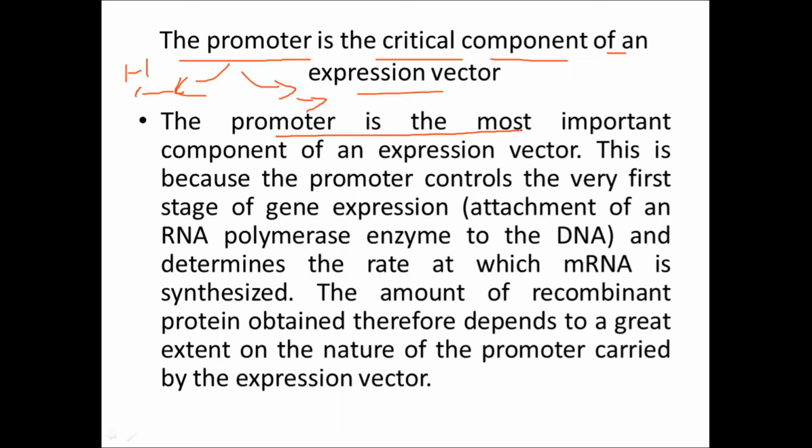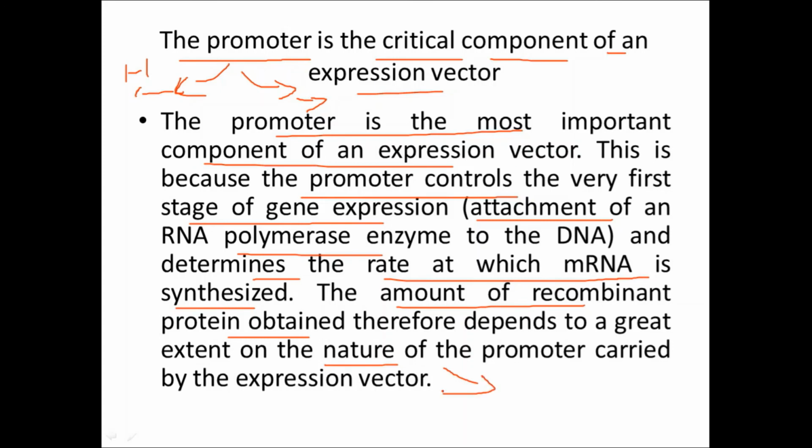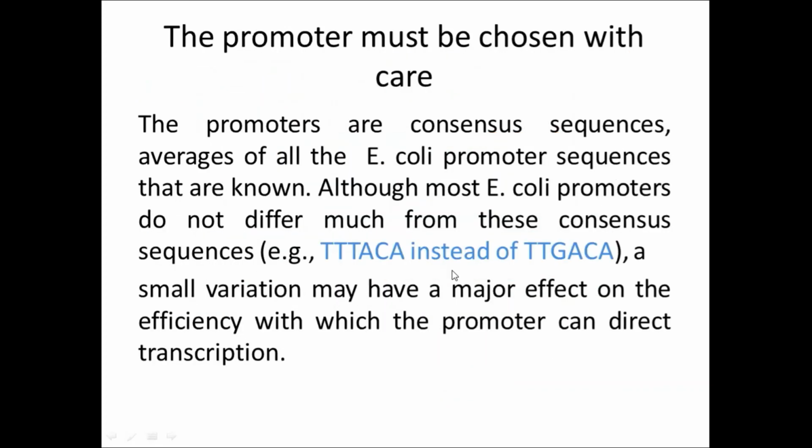It is also due to the attachment of the RNA polymerase enzyme to the DNA. By this, it determines the rate at which mRNA is synthesized, which is directly proportional to the amount of recombinant protein produced. That's why we attain the maximum level. Without a strong promoter, we can never achieve this in the recombinant steps. The promoter must be chosen with very critical care. You take more care in choosing the promoter sequence when choosing a vector.